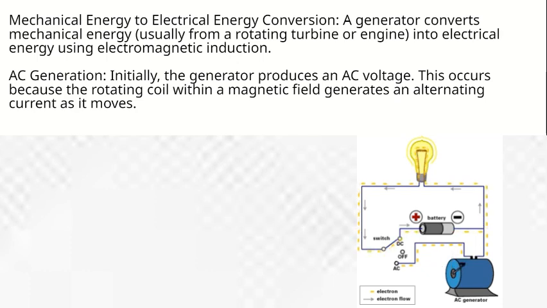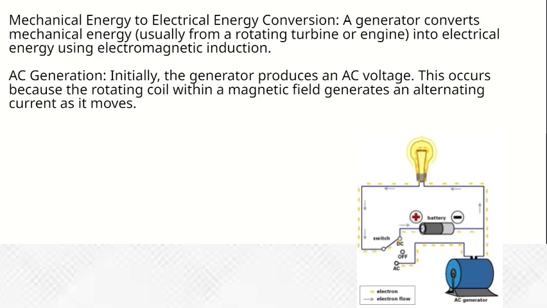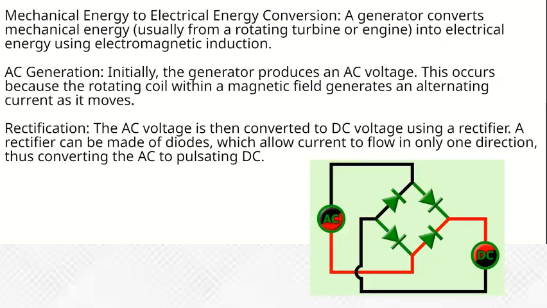Now you have the AC generator, and initially the generator produces what is known as an AC voltage. This occurs because the rotating coil within a magnetic field generates an alternating current as it moves. Then it goes through a process of rectification, whereby the AC voltage is converted to DC voltage using a rectifier, and this rectifier can be made of diodes, which allow current to flow in one direction only, converting the AC to pulsating DC.